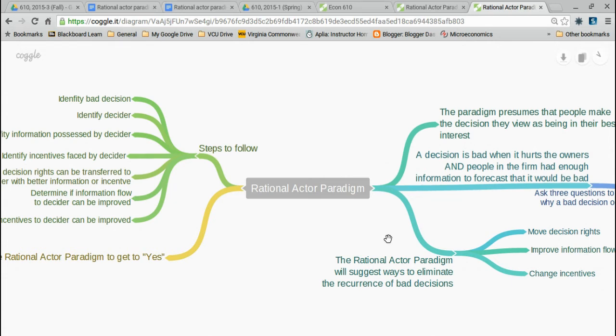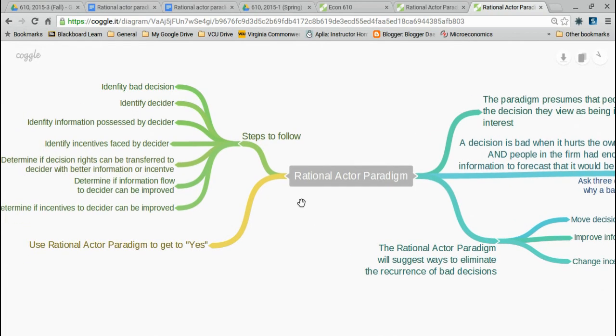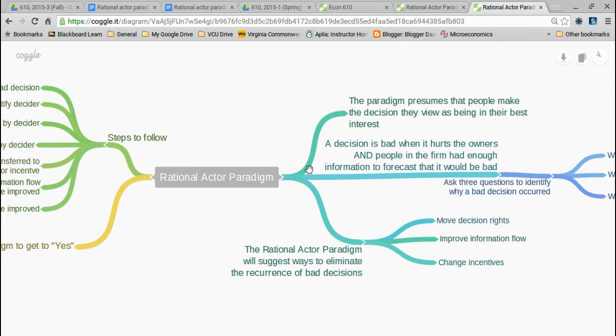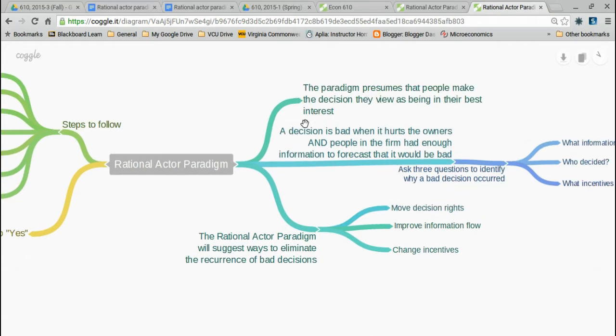This lesson shows how to use the rational actor paradigm to identify why bad decisions occur, to suggest ways to eliminate the recurrence of bad decisions, and to get to yes. The rational actor paradigm presumes that people make the decision they view as being in their best interest. A decision is bad when it hurts the owners and people in the firm had enough information to forecast that the decision would in fact be bad.